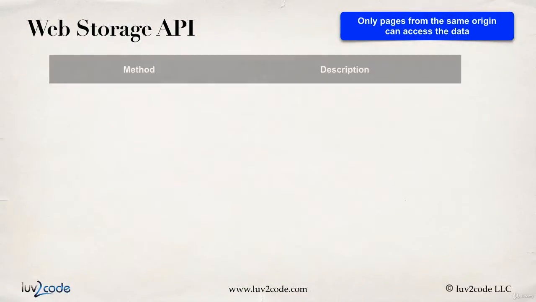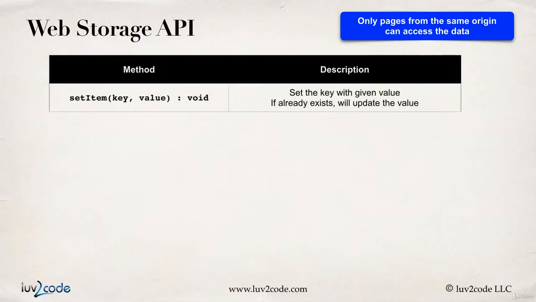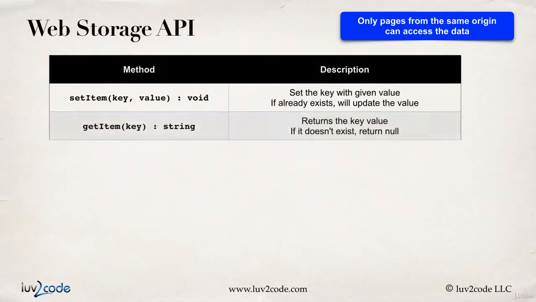Here's some more details on the API. To set an item with key and value, it'll set the key with the given value. If it already exists, it'll update the value. Get item for the key will return the key's value. If it doesn't exist, it'll return null.